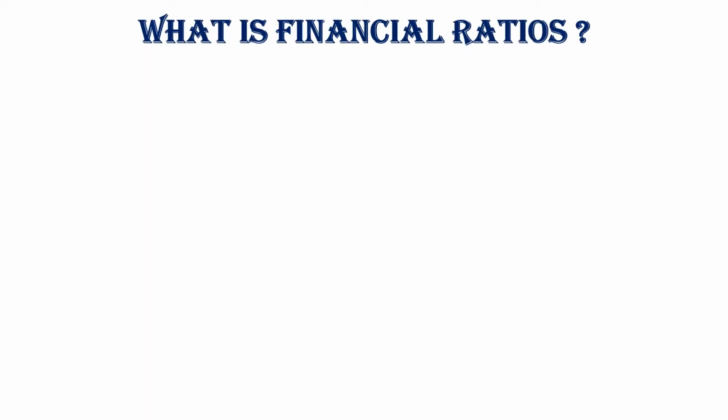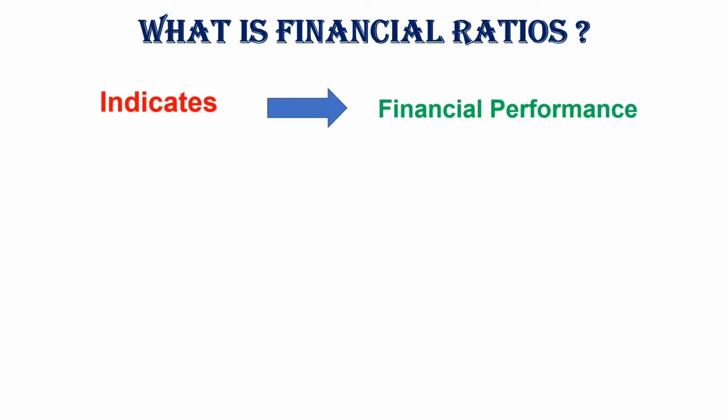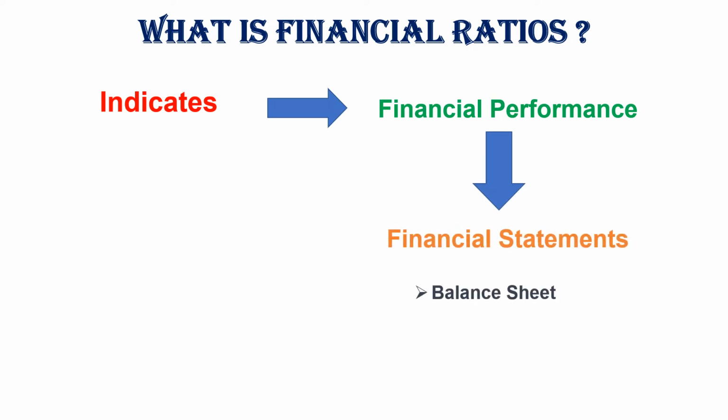What are financial ratios? Financial ratios indicate the financial performance of the respective company. We get to know the financial performance of the company by analyzing financial statements. These financial statements consist of the balance sheet, income statement, and cash flow statements. So, financial ratios are those ratios which are taken from the financial statements of the respective company. These financials are converted into ratios or percentages to evaluate the company and its efficiency.